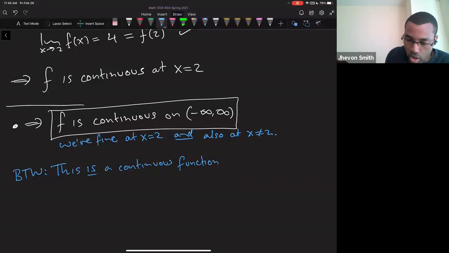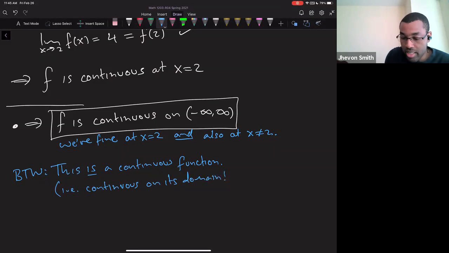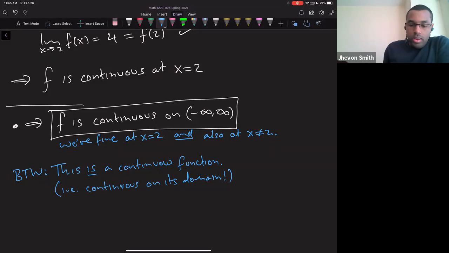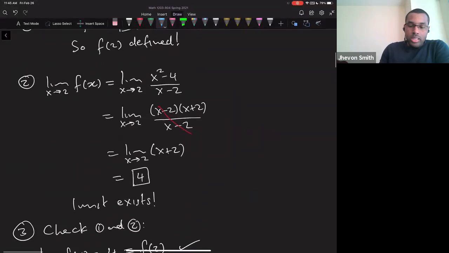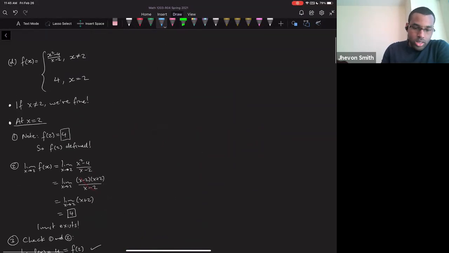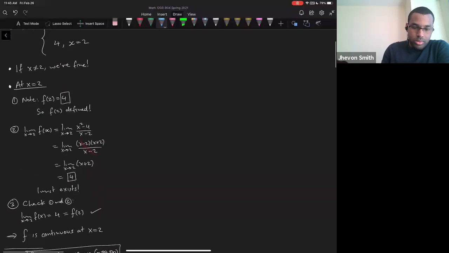Because its domain is all real numbers, i.e. it's continuous on its domain. Its domain is all real numbers and it's continuous for all real numbers. So yeah, that's cool. Yeah, so that's essentially what a fully worked out problem would actually look like for this example, right?